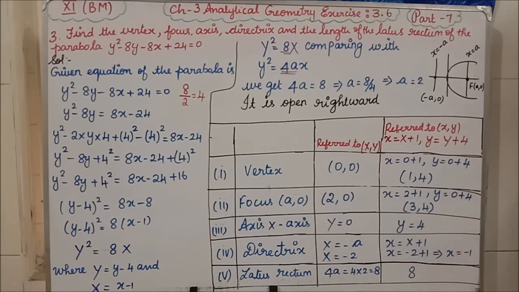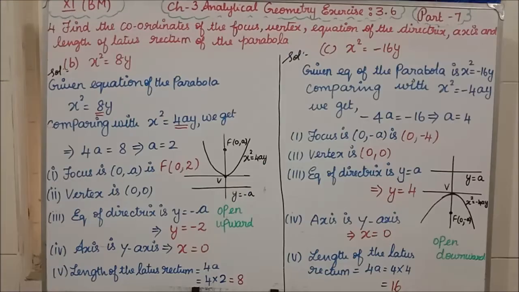Clear? The length of the latus rectum, for all the parabolas, open rightward, leftward, downward, upward, is 4a only, isn't it? So 4a is equal to 4 into the a value, 2, so 8. The length of the latus rectum referred to capital X comma Y is the same as referred to small x comma y also. So here also 8 and here also 8. Students, all of you are clear about the third question? Yes. Students, next we will see the fourth question.